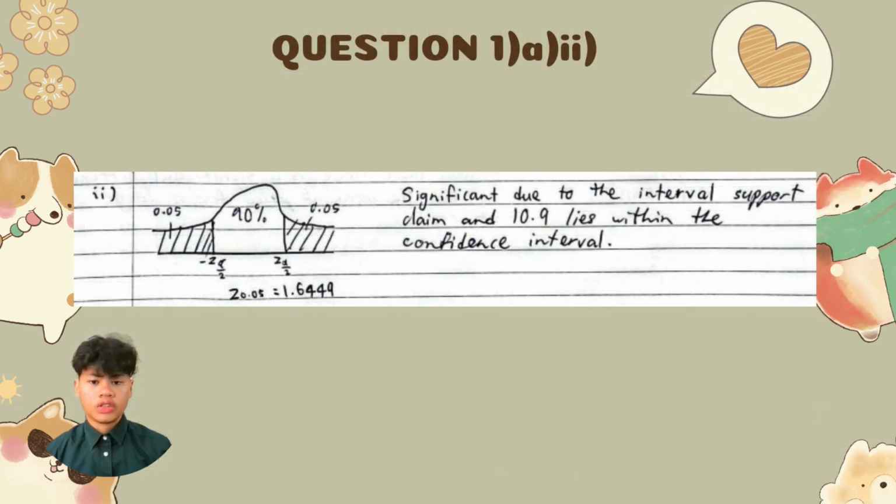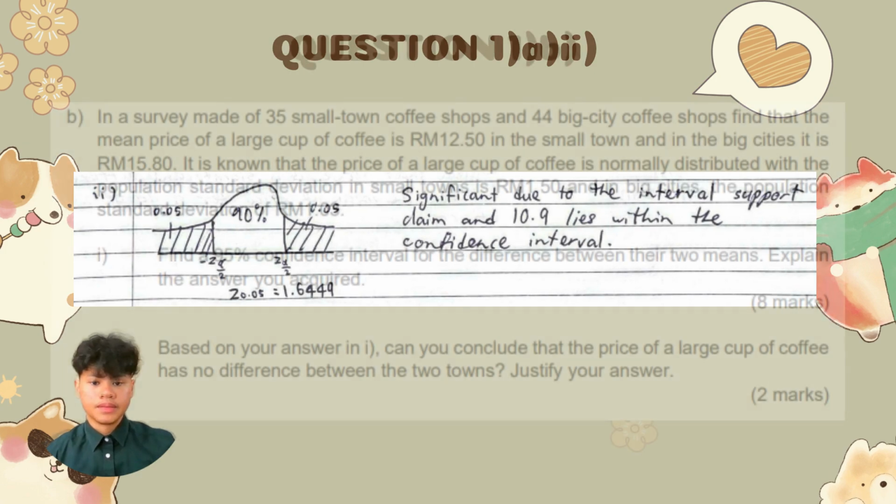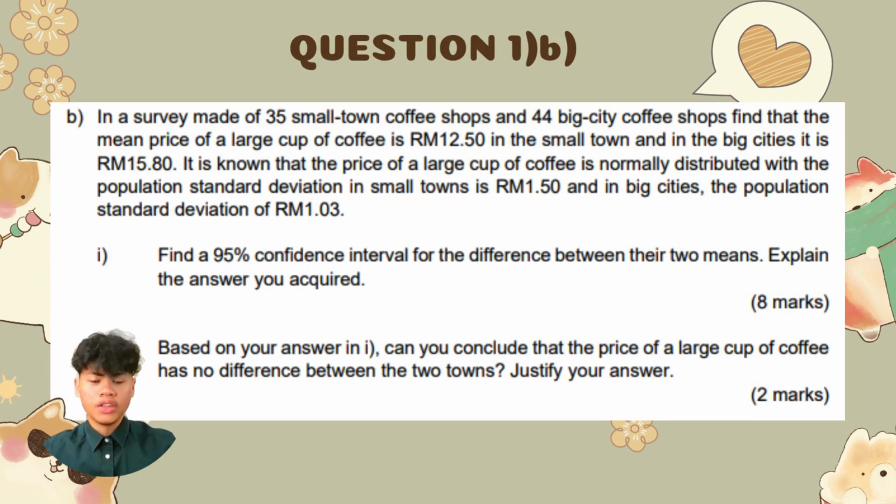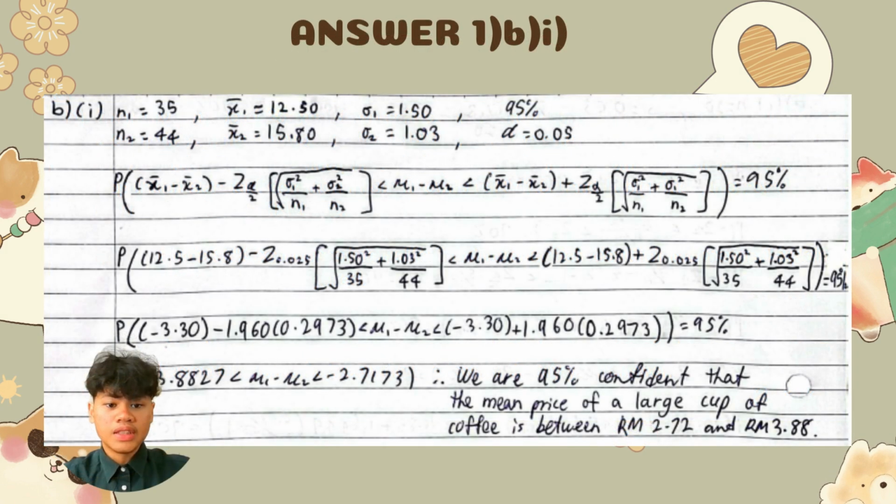11.092. For the next question, it is significant due to the interval supporting the claim, and 10.9 lies within the confidence interval. And then here is the question for 1B. So now here's the answer for 1B, one moment.